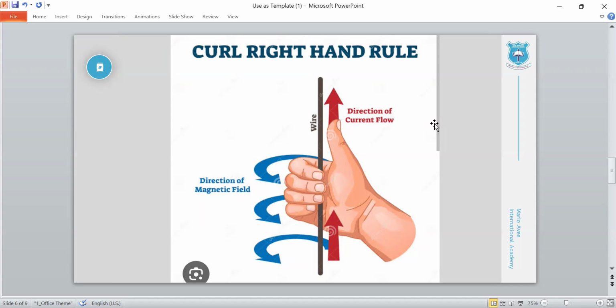If the current is flowing from the bottom to the top, you can see that there is another arrow that is coiled, which shows the direction of the magnetic field. So if this happens this way, then the magnetic field will go in an anti-clockwise direction. But if the current is flowing from top to bottom, then the direction of the magnetic field will be clockwise, just the other way around.